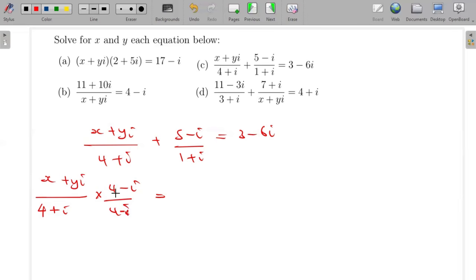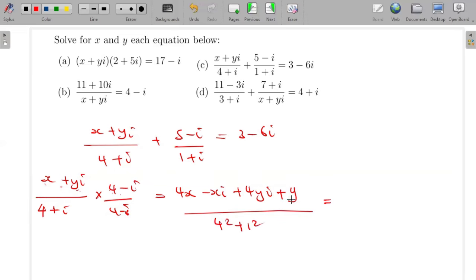So x multiplied by the 4 gives you 4x. x multiplied by the negative i gives you negative xi. Then yi multiplied by the 4 gives you 4yi, and yi multiplied by negative i gives you negative yi squared, but i squared is just negative 1. So when I replace, it becomes positive and I'm left with y. Down there, I square the 4 and plus square the 1.